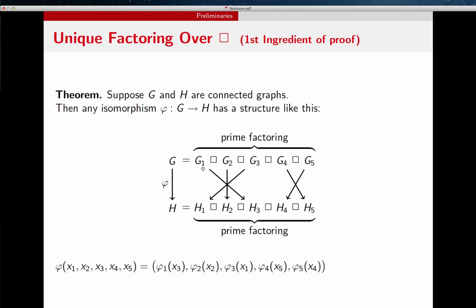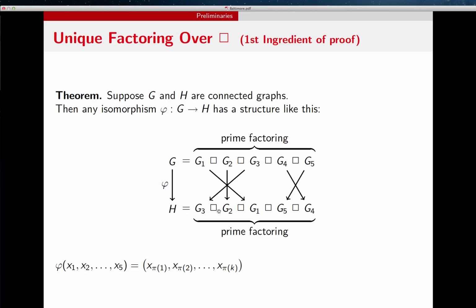Now, this theorem invites us to do something that's very useful. What we can do is, say, we could identify, in this picture, H3 with G1, which is isomorphic to, and so on. So we'll replace all the factors, or relabel all the prime factors of H with prime factors of G. And in that case, phi has an incredibly simple structure. Phi of x1 through x5 is just a permutation of the arguments of phi. It just scrambles them up. This is a very useful way of looking at isomorphisms between graphs that we'll take advantage of.